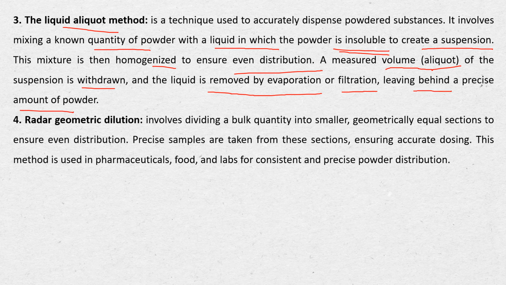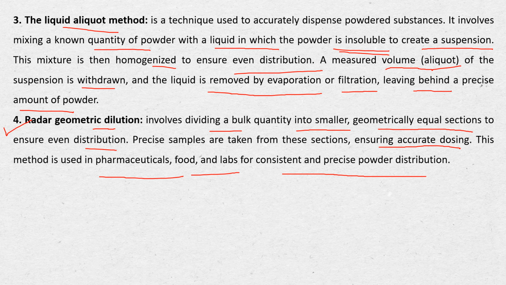Okay, so next method is trituration geometric dilution. This involves dividing a bulk quantity into smaller geometrically equal sections to ensure even distribution. Precise samples are taken from these sections, ensuring accurate dosing. Okay, this method is used in pharmaceuticals and food labs for consistent and precise powder distribution. So here we are done with the second part of powders, and we have completed the powders chapter.